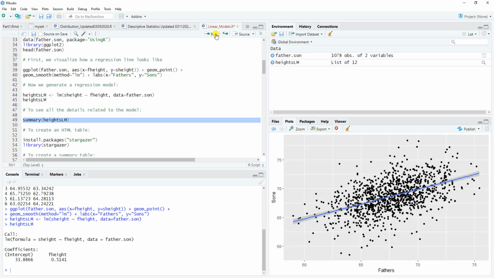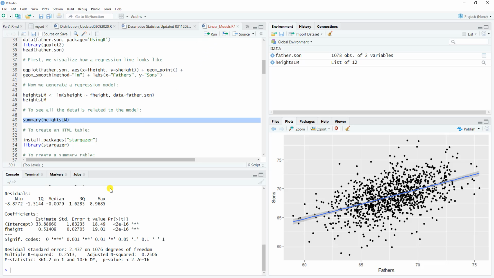If you run the summary, you will see a detailed output, and this is what most researchers want to see. Within this detailed output, there are a few very important indicators that everybody is paying attention to. Okay, number one, let's start with this. We are looking at how good the overall regression model is.